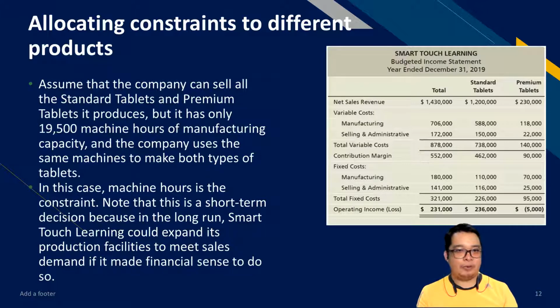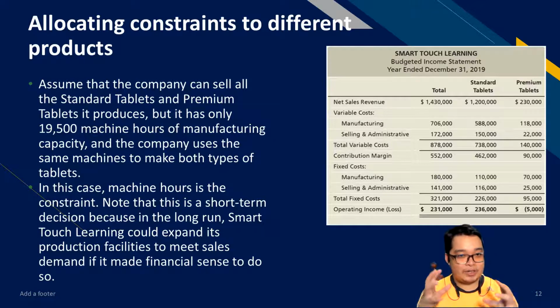So let's look at this example. Assume that the company can sell all the standard tablets and premium tablets it produces. There are only 19,500 machine hours of manufacturing capacity. The company uses the same machines for both types, standard and premium. So in this case, machine hours is the constraint. One caveat that's very important is that this is a short-term decision. So we are assuming that we are bound by the constraints.